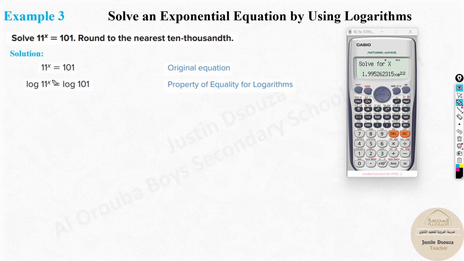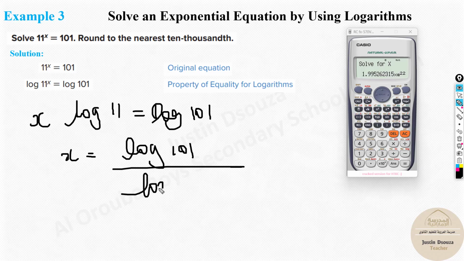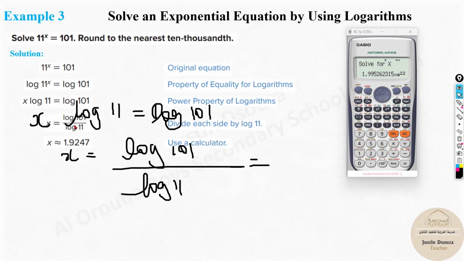Now this x is there, right? It'll come down, because that's a property of log. The power can come down, and x log 11 equals log 101. X will be equal to log 101 divided by log 11. And what is the answer over here? You can use the property of log, subtracting these both. We had seen it in the last class. Or you can just put it in the calculator and you can get the answer.